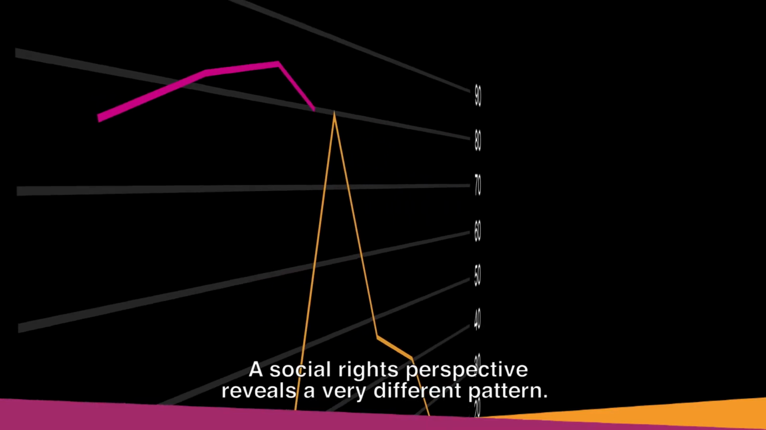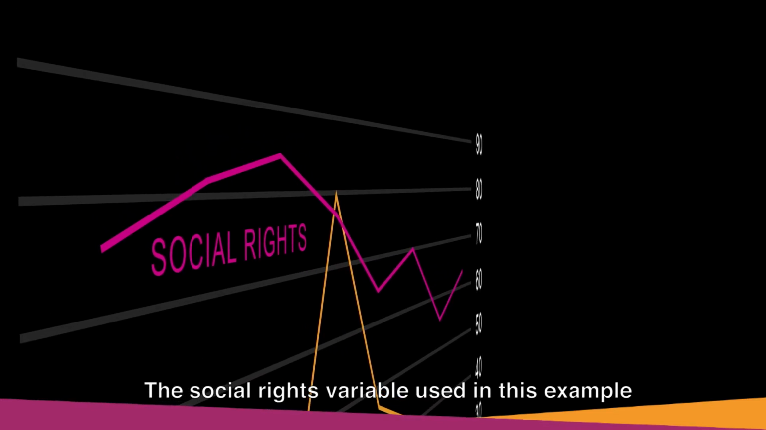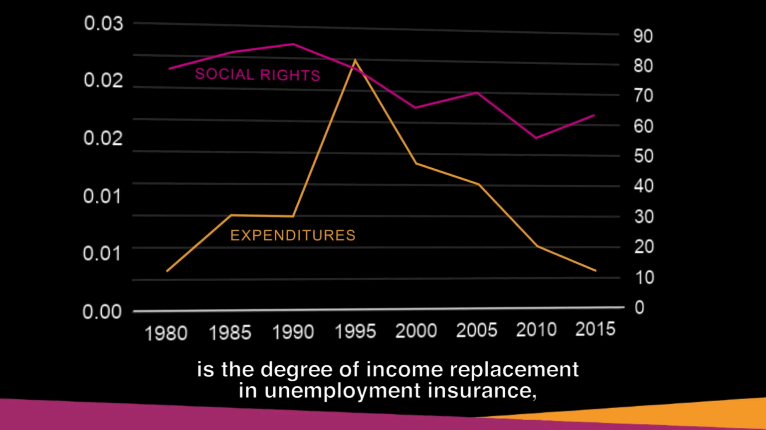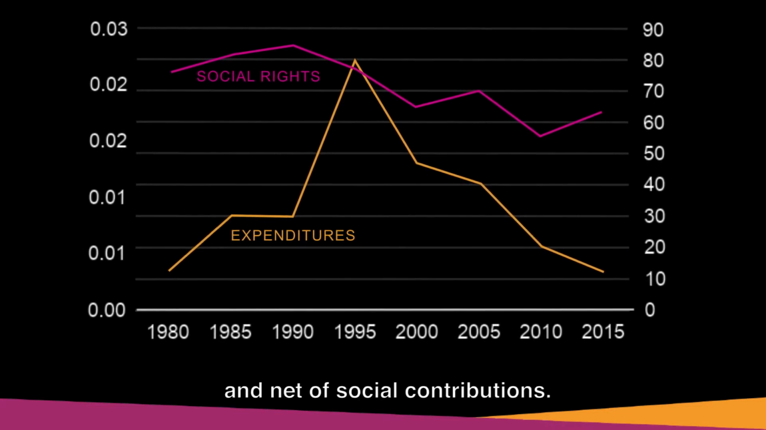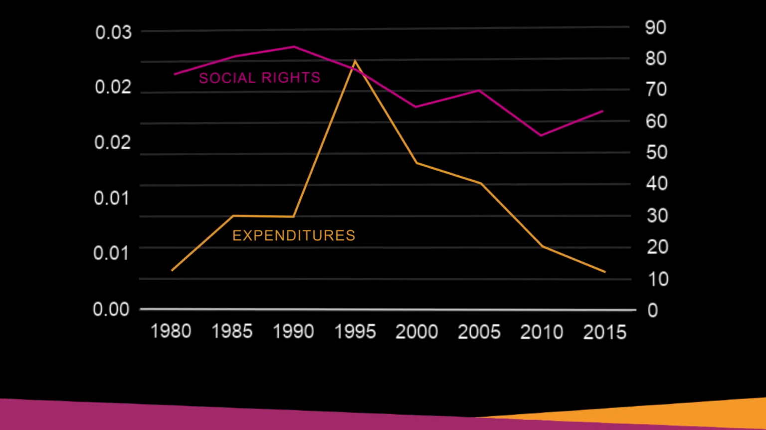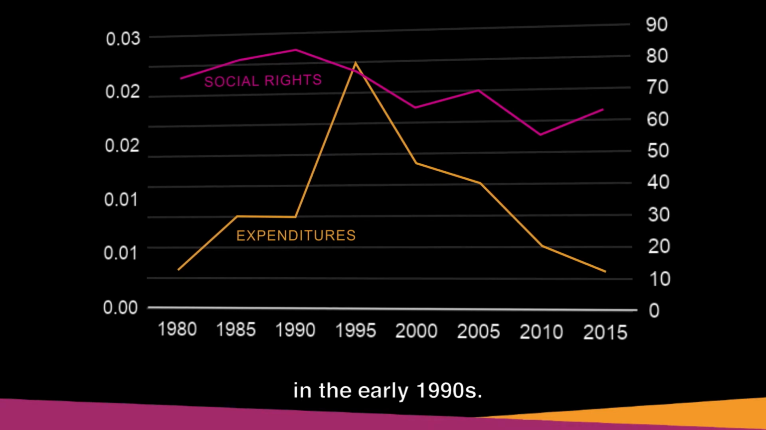A social rights perspective reveals a very different pattern. The social rights variable used in this example is the degree of income replacement in unemployment insurance, net of taxes and net of social contributions. Notably, there was no peak in income replacement in the early 1990s.